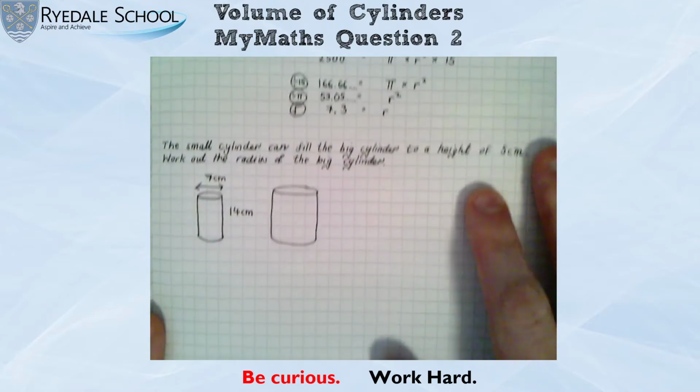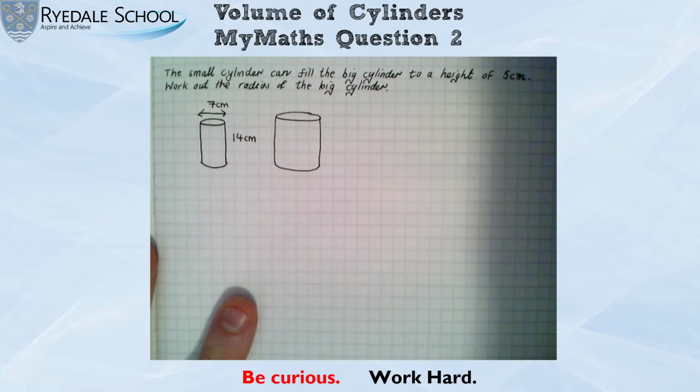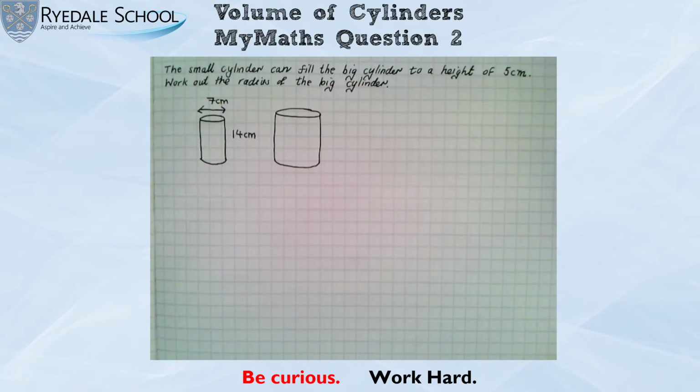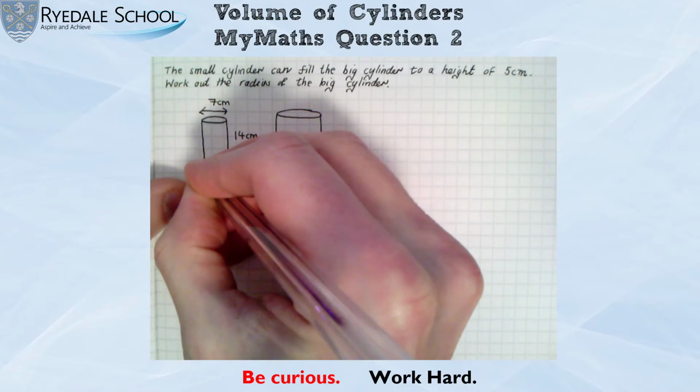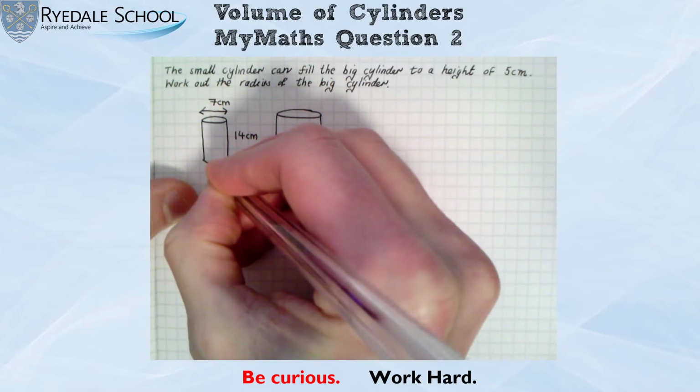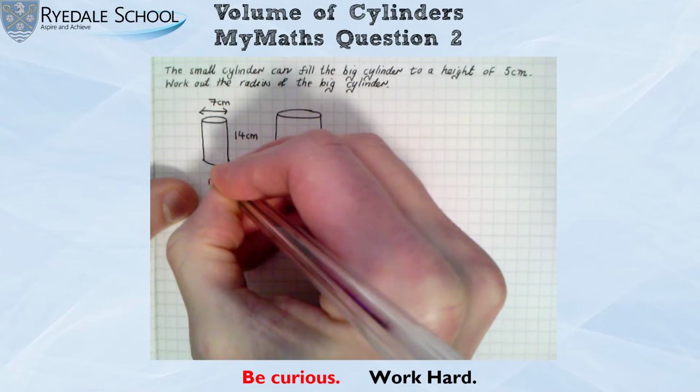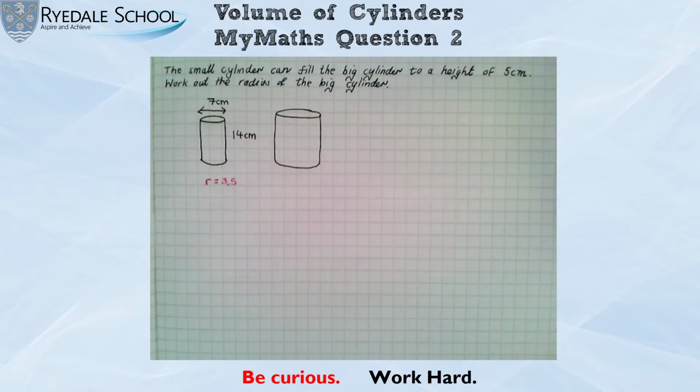So let me just find a little bit of space and we'll have a go at this one. So again, I've just written it out already. There we go. The small cylinder can fill the big cylinder to a height of 5. Work out the radius of the big cylinder. Okay, so I'd already said this was a diameter. So I know my radius is half of that, which is 3.5. So that is going to be quite important in a moment.